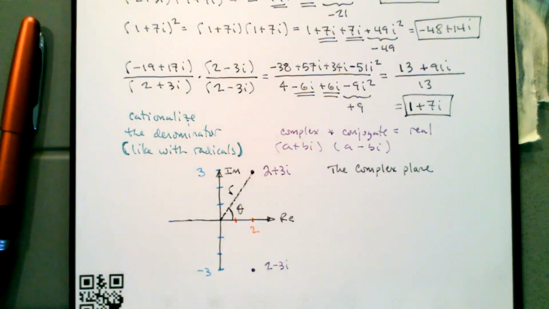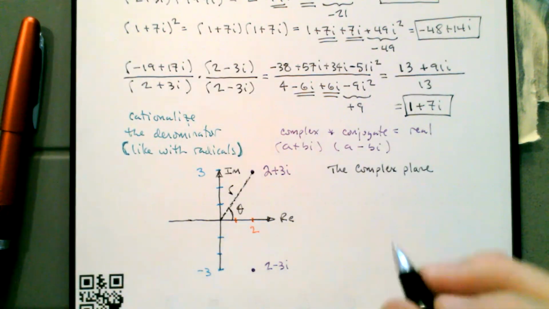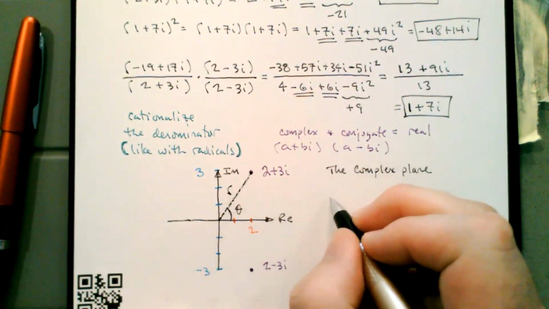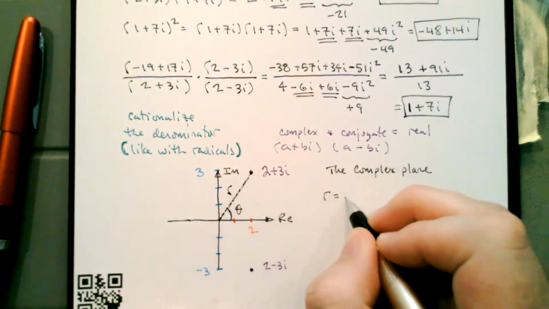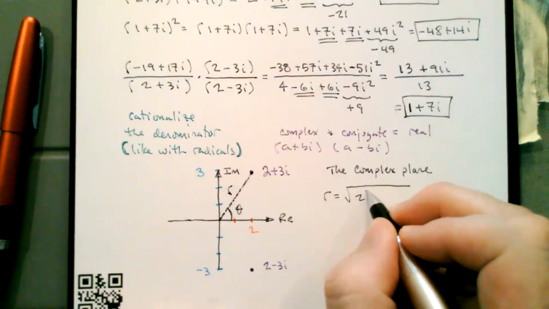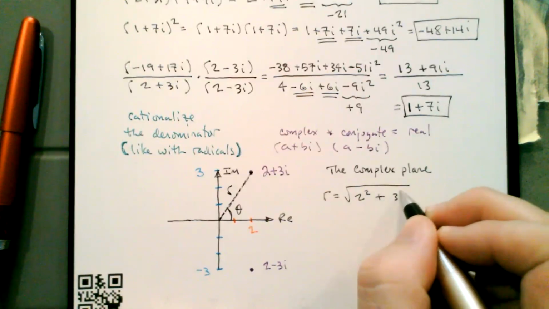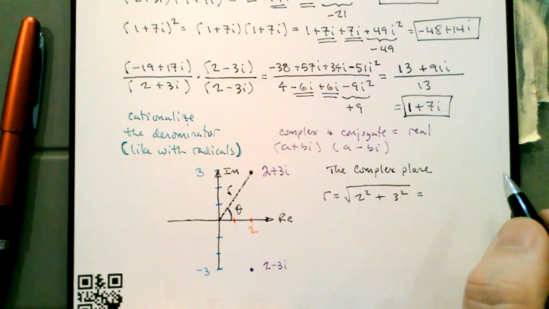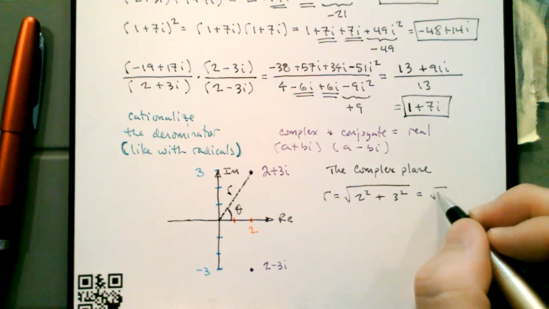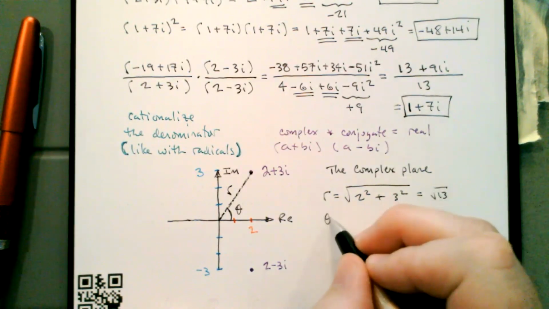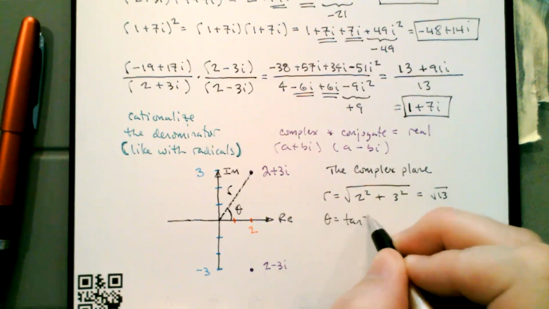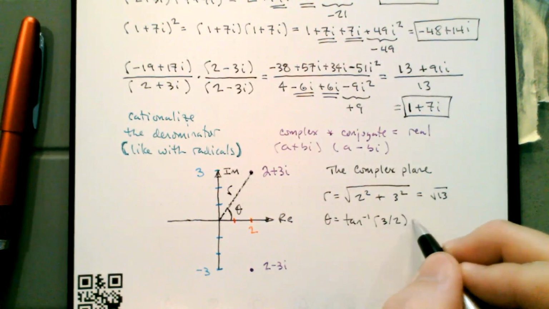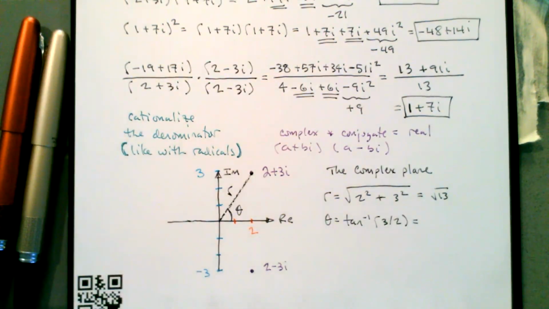So you're like, well, at least we've done this problem before in the context of vectors. The distance it is from the origin is just going to be the square root of 2 squared and 3 squared. So 4 and 9, 13. So the radius is just the square root of 13. And the theta is just going to be the tangent inverse of opposite over adjacent in the first quadrant.